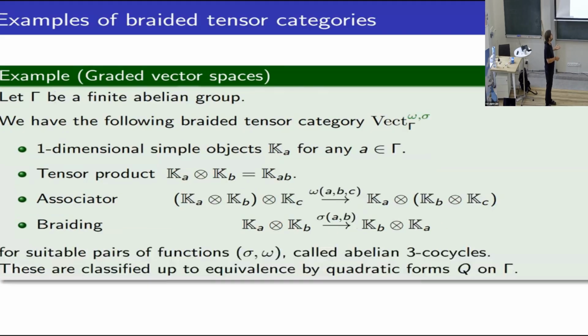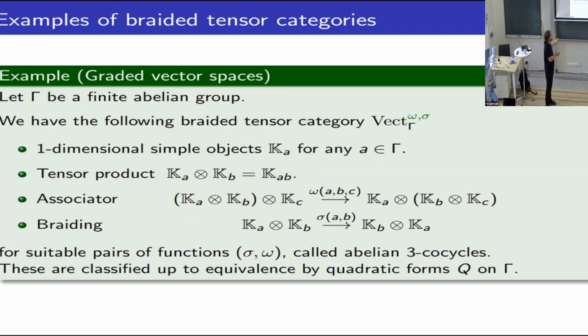But we could also choose something different. So we could do exactly the same thing, gamma graded vector spaces, but with a braiding. So this is a one-dimensional vector space with degree AB, and this is a one-dimensional vector space with degree BA. And I could choose the identity morphism, which is just the matrix, right? It's a 1-by-1 matrix. But I could also put some number here, sigma of A comma B.